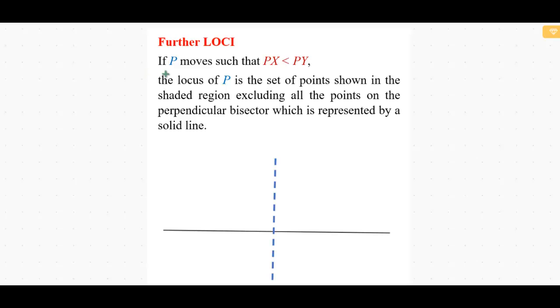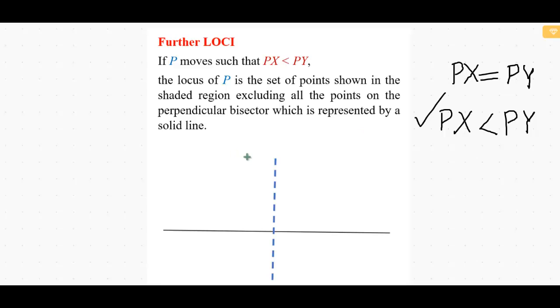Now the third case, if P moves such that Px is less than Py. What is the locus of P? Whenever there is an inequality, first we have to understand what the equation means. We know that the distance of P from X and the distance of P from Y is equal. When the locus of point P is equidistant from two fixed points, it is the perpendicular bisector. But in this inequality, there is no equal sign. So it means that the point P is not moving on this blue line. Therefore, this blue line, the perpendicular bisector, is not the required locus.